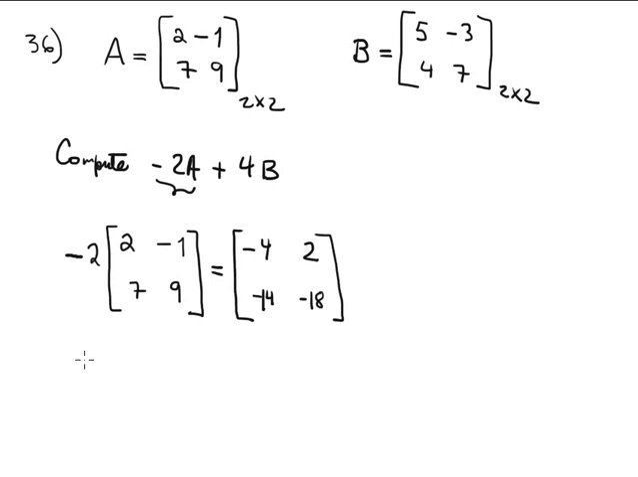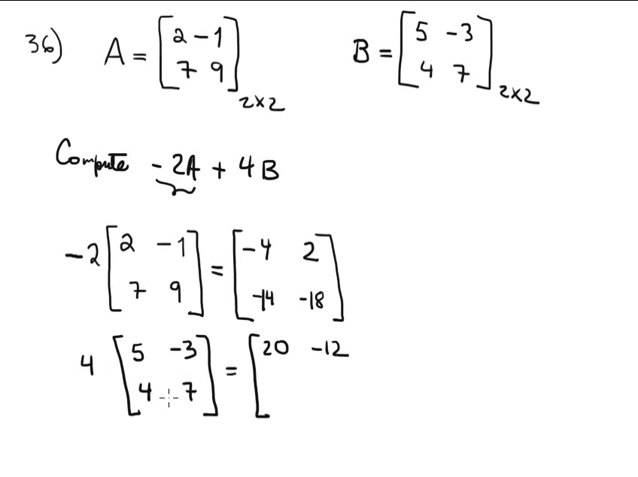Likewise, 4B. B is the matrix 5, negative 3, 4, 7, and multiplied by the scalar 4 is 20, because 4 times 5 is 20. 4 times negative 3 is negative 12. 4 times 4 is 16, and 4 times 7 is 28.